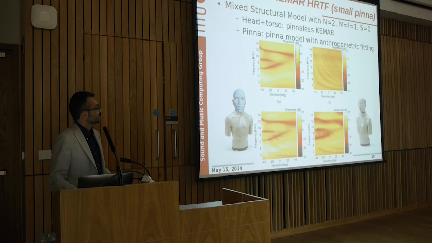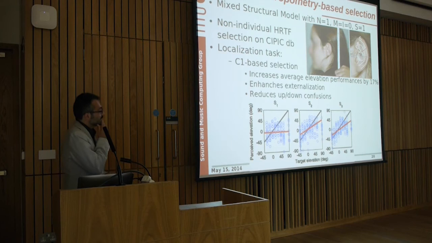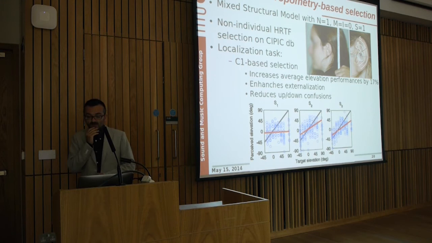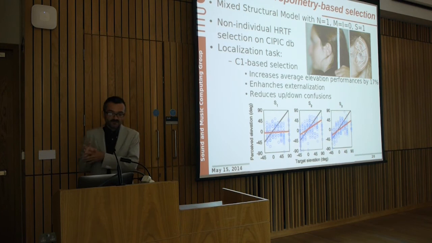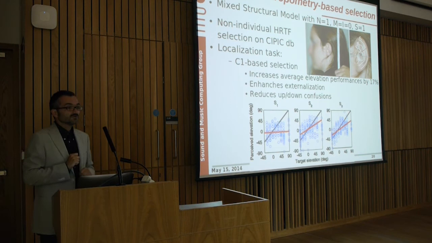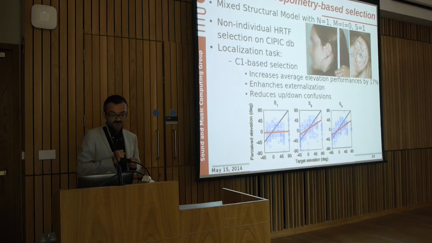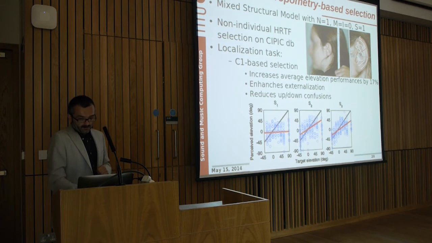Or, as I said, the other interesting scenario is the selection. So you have a database of HRTFs, you have a new user coming in, and you want to pick from this database the best HRTF for this user. So this is again a subcase of this general definition of a mixed structural model, where you have only one selected component from another subject. So you have one component which is the whole HRTF. And you make the selection based on a distance, as I said, constructed from the distance of these contours.